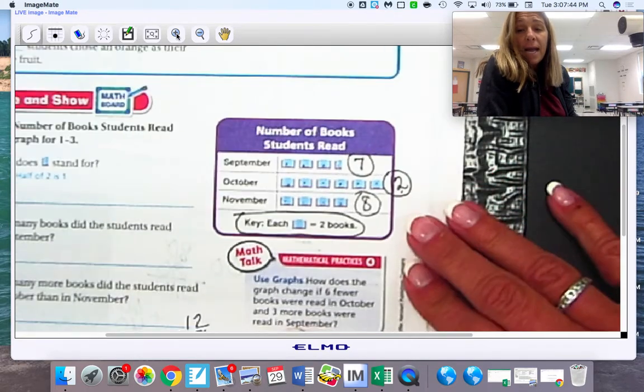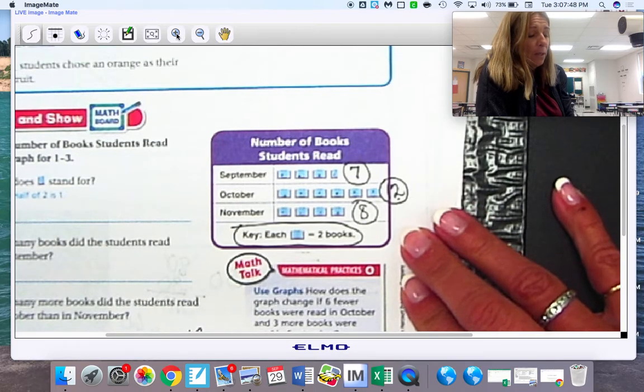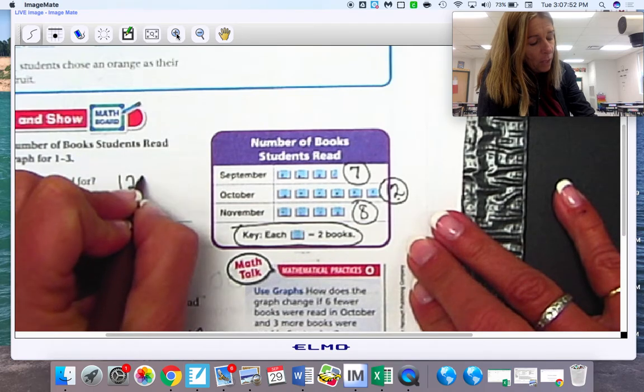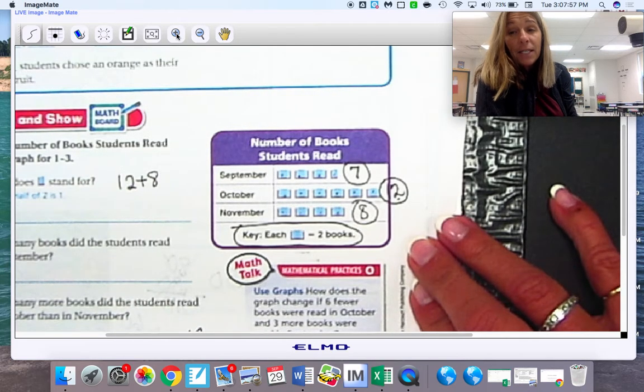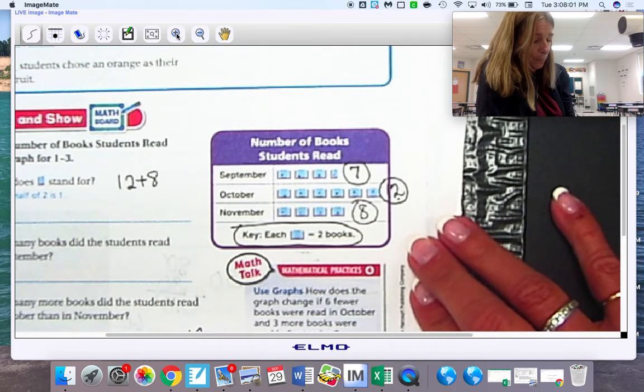Or they may say, how many kids read books in October and in November? If you hear the word and, that always means add. So it might be 12 plus 8. Or it might say how many kids were surveyed. Then I would want to add all up.